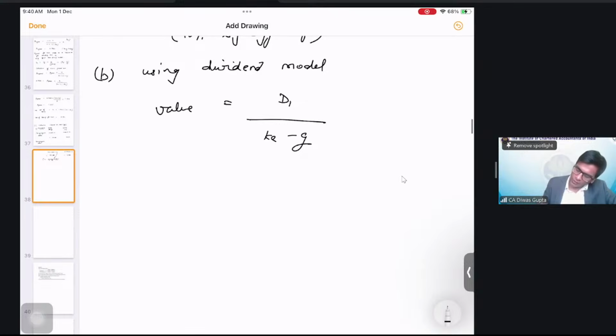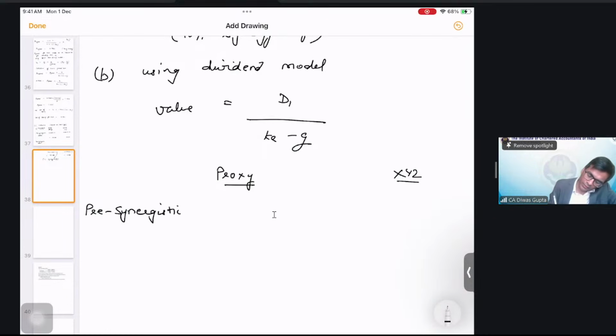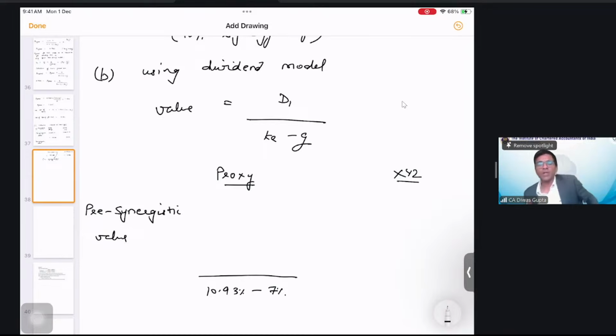Right? So the proxy KLM and XYZ, two companies we are talking about. From the proxy's perspective, the pre-synergistic value will be... So what is the cost of equity, students? 10.93, right? The one that we have computed. Growth is how much? 7%. It was mentioned in the question that it will grow 7%, right?